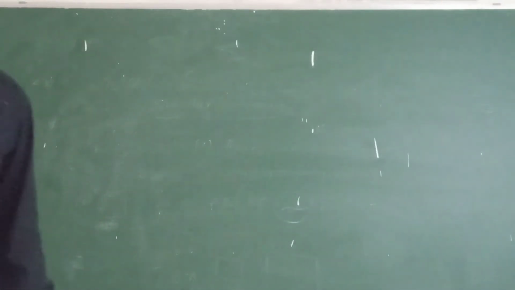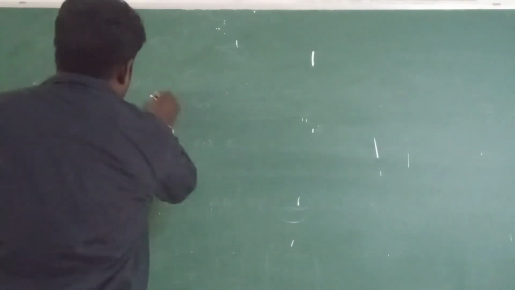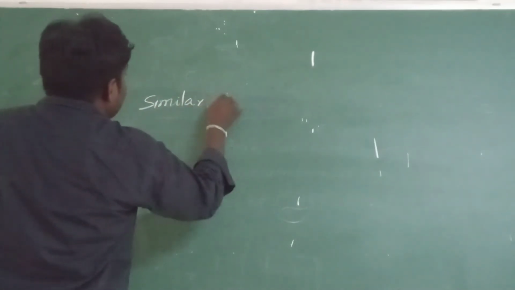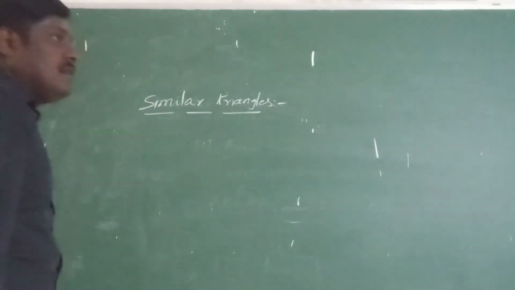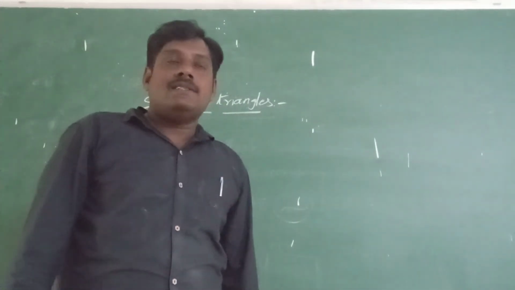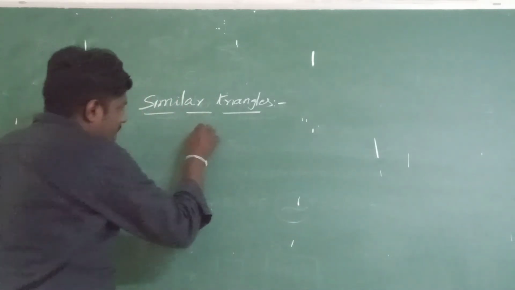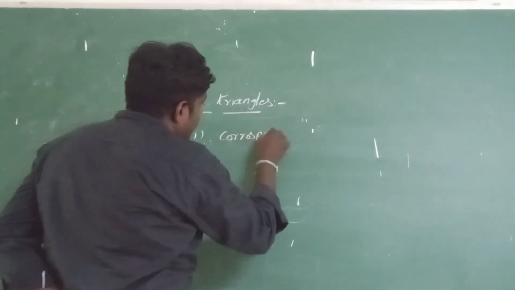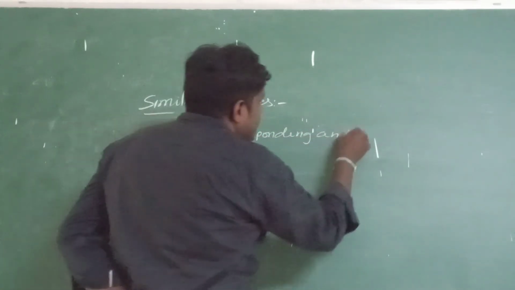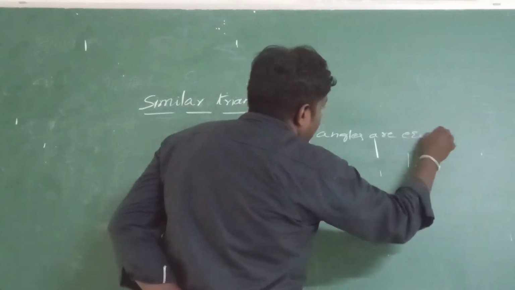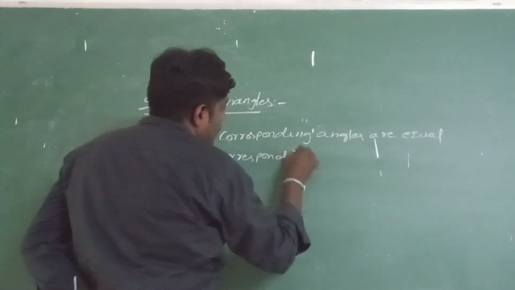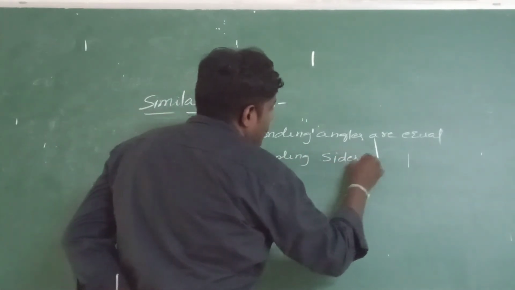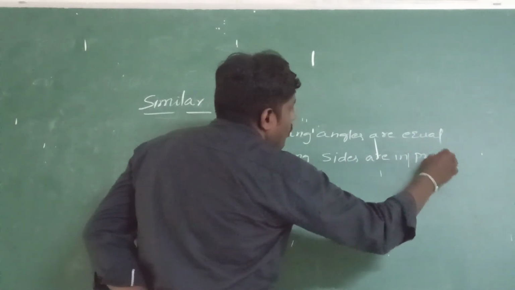The next one is similar triangles. Two triangles are said to be similar if their corresponding angles are equal, and one more condition is that corresponding sides are in proportion.